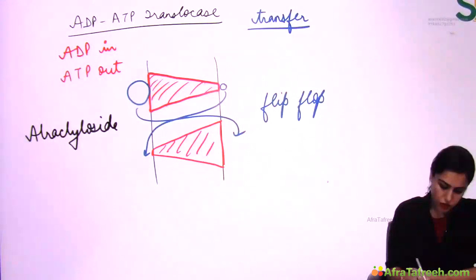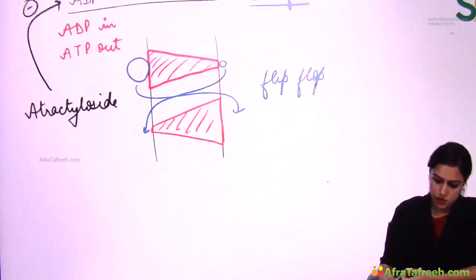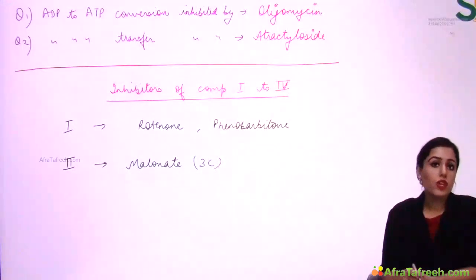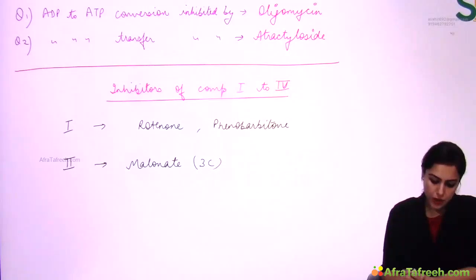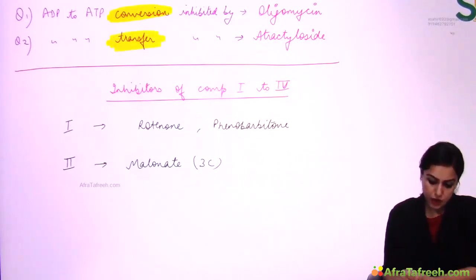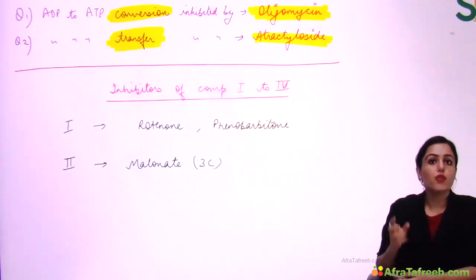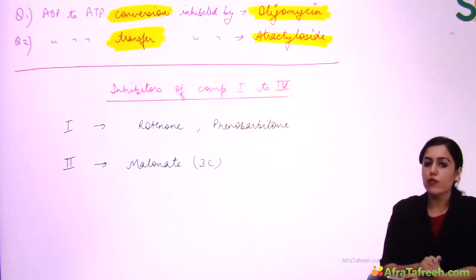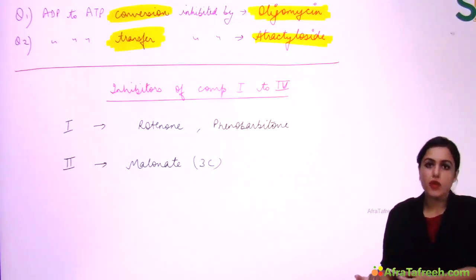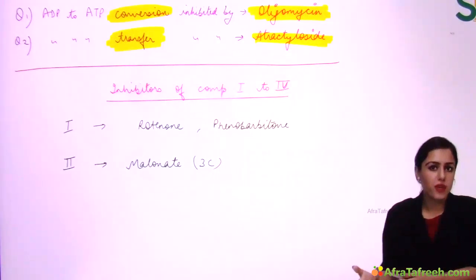Now there is one drug, atractyloside, which is the inhibitor of this ADP-ATP translocase. So now see here, two questions can be asked. ADP to ATP conversion is inhibited by which drug? ADP to ATP transfer is inhibited by which thing? If conversion is written, then oligomycin. If transfer is written, then atractyloside. Because oligomycin is inhibiting complex 5, which is converting ADP to ATP, but atractyloside is inhibiting translocase, which is transferring ADP and ATP. So be careful which thing is asked, right?